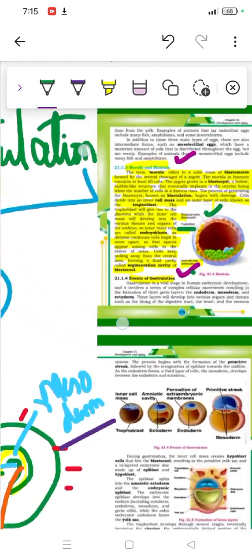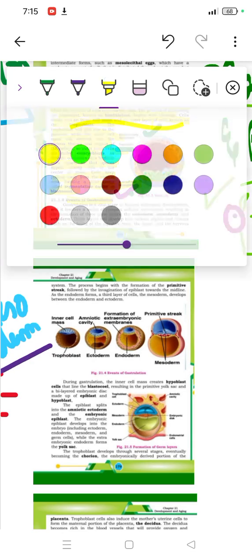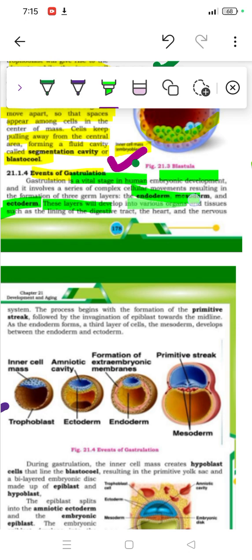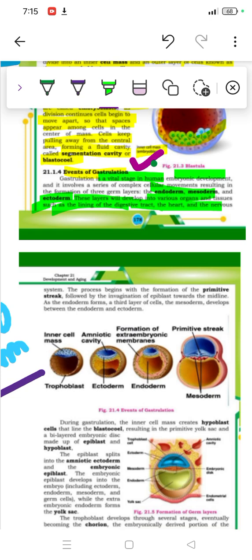Now let's see what's written in the book so that we understand it nicely. So let's start with events of gastrulation. First thing you need to remember, this is quite an important stage because all things happen through these complex cellular movements, resulting in the formation of three germ layers, which are ecto, endo, and the mesoderm. These are a vital stage in embryonic development, and these layers will develop into various organ tissues such as the lining of the digestive tract, the heart, the nerves. And yes, basically these three germ layers have quite different functions. The first one carries out different things, the second one carries out different things, which I'll discuss in a flow chart way so that you understand it more nicely.